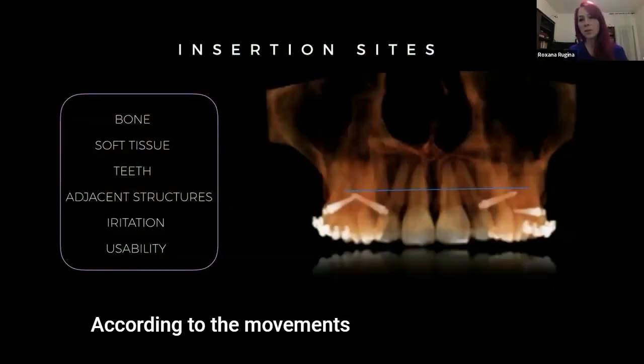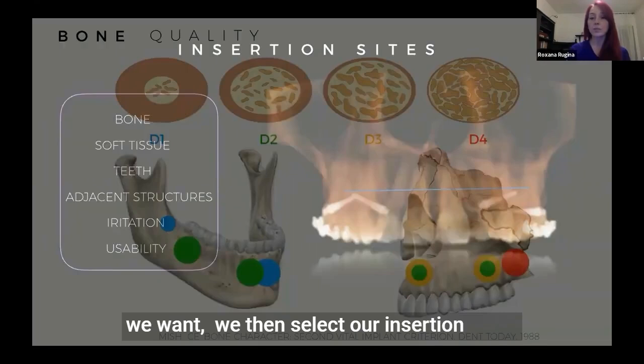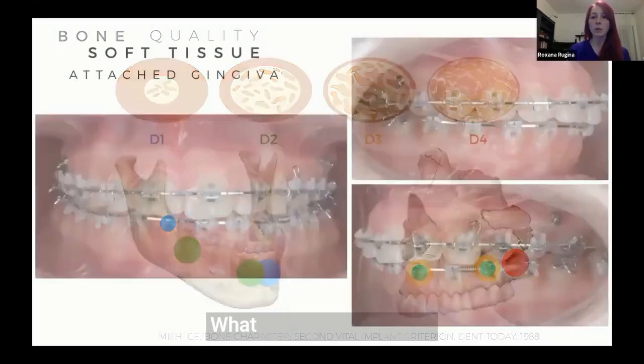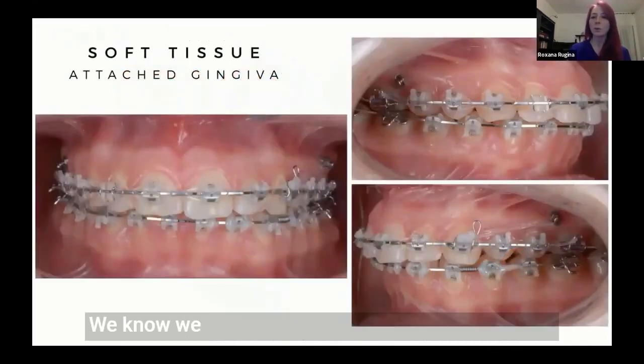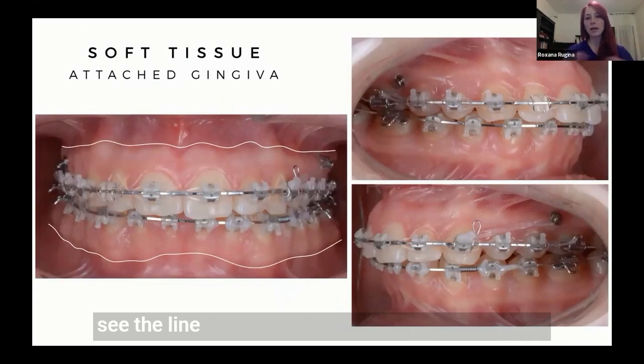According to the movements and the attachment we want to have, we then select our insertion sites. We already talked about the bone quality. We know we want to have D2 and D3. What about the mucosa? We know we always want to place them in attached mucosa and not the mobile mucosa. So we can easily see the line between these two types.